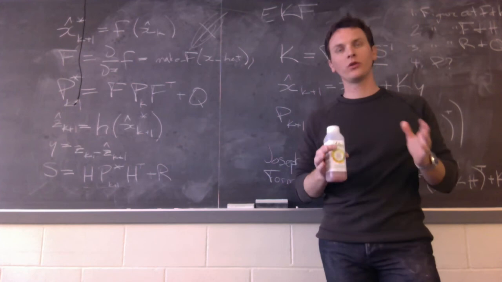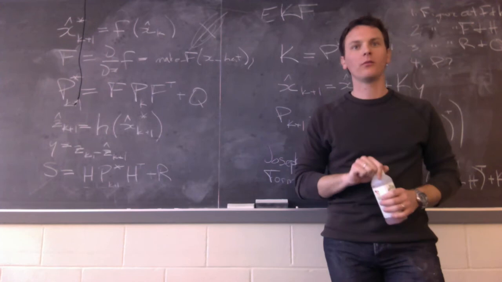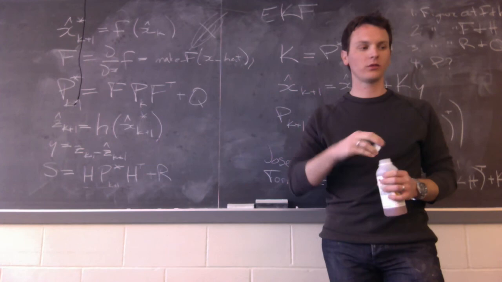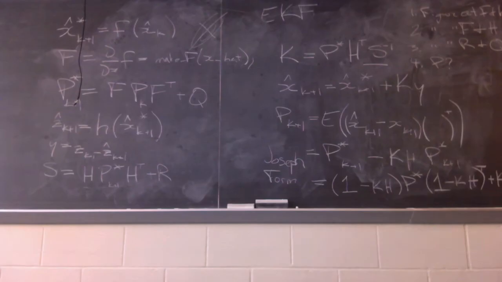So if you want to make a Kalman filter for a spacecraft that has a sun sensor and a magnetometer and a gyro, go read this paper. It says how to do it. So journals are the best place to find specific instances for things like that. Journals are always state of the art. Okay, so you can use a Joseph form here.